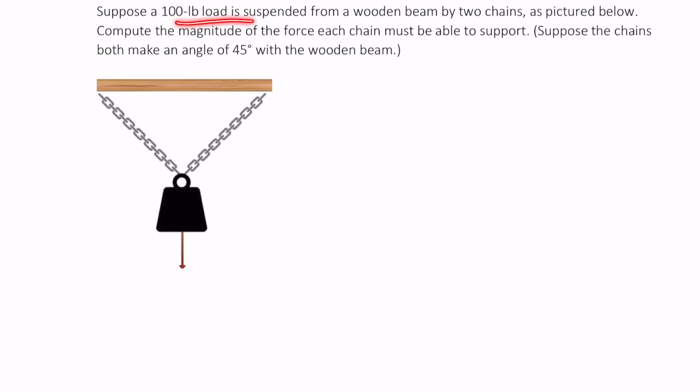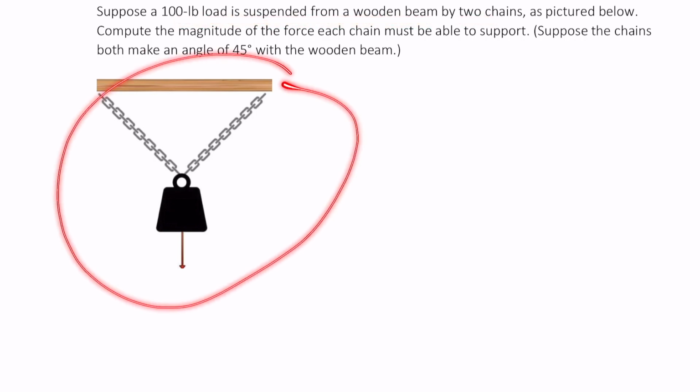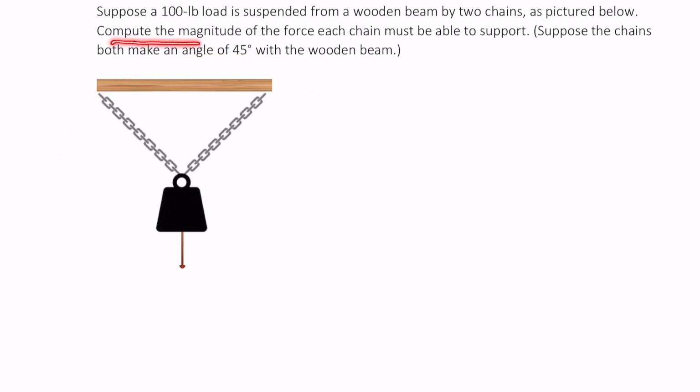Suppose a 100-pound load is suspended from a wooden beam by two chains as pictured. Compute the magnitude of the force each chain must be able to support. Now, we're making the assumption that the chains both make an angle of 45 degrees with the wooden beam. So let's add that new information here. So this is 45 degrees, and this is 45 degrees. We're also told that the load is 100 pounds.